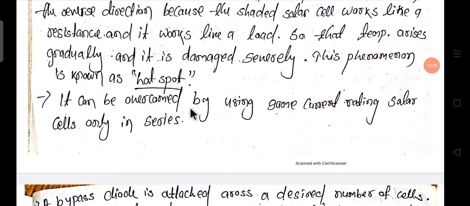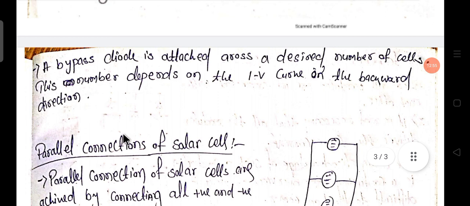It can be overcome by using only solar cells of the same current rating in series. The hotspot can be overcome by using the same current rating solar cells. Then a bypass diode is attached across a desired number of cells. This number depends on the IV curve in the backward direction.